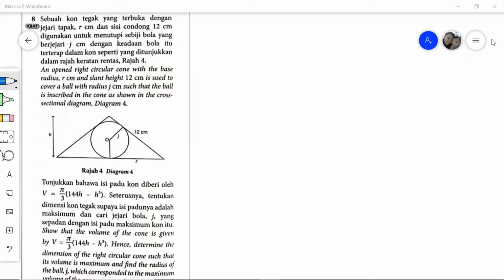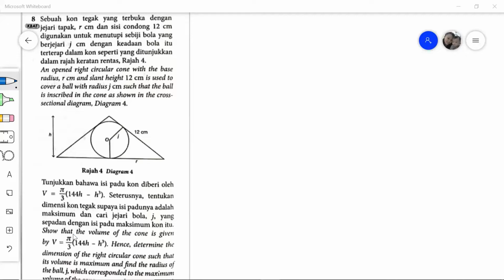Hi everyone, this is Praktis Sumatif of Chapter 2, Paper 2, question number 8. We have an open right circular cone with base radius r cm and slant height of 12 cm, used to cover a ball with radius j cm such that the ball is inscribed in the cone as shown in the diagram. In other words, the ball fits just nicely in the cone itself.